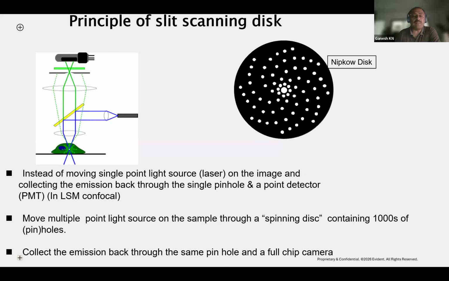How does a spinning disk confocal microscope work? You have placed pinholes on a disc, and the distance between these two pinholes is made in such a way that no two airy discs will overlap. The first airy disc is here, the second airy disc is here. In between there is a space, so these airy discs will never overlap, so that you will get a sharper image. The laser passes through this disc and makes multiple beams hitting the specimen, and immediately the emission comes back and passes through the same pinhole, making sure that you are getting a confocal image. That's how a spinning disk confocal microscope works.